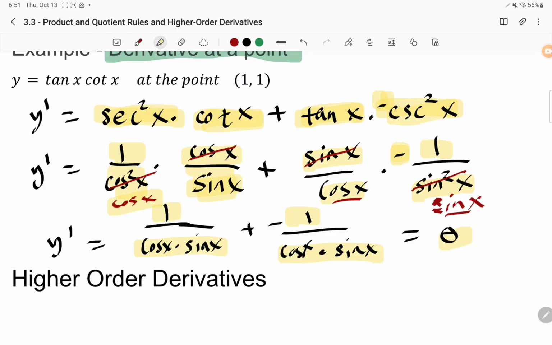Now here's where it gets interesting. You notice these are exactly the same, except this is a negative, which is how we got 0. So at every single point, no matter what the coordinate is, the slope is 0.